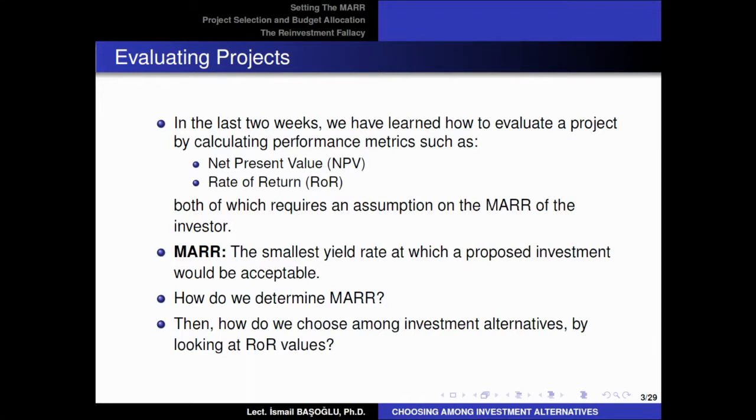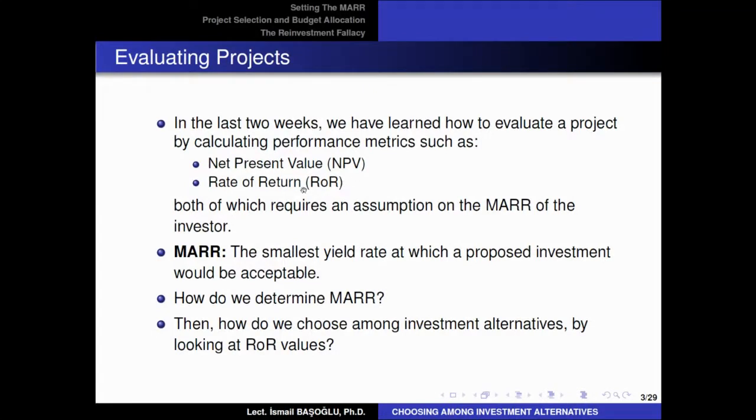So the investor decides about the minimum attractive rate of return and calculates the net present value of that project under this minimum attractive rate of return measure. Or you can use the rate of return measure. So you can basically compute the rate of return, which is the interest rate under which the net present value exactly becomes equal to 0.